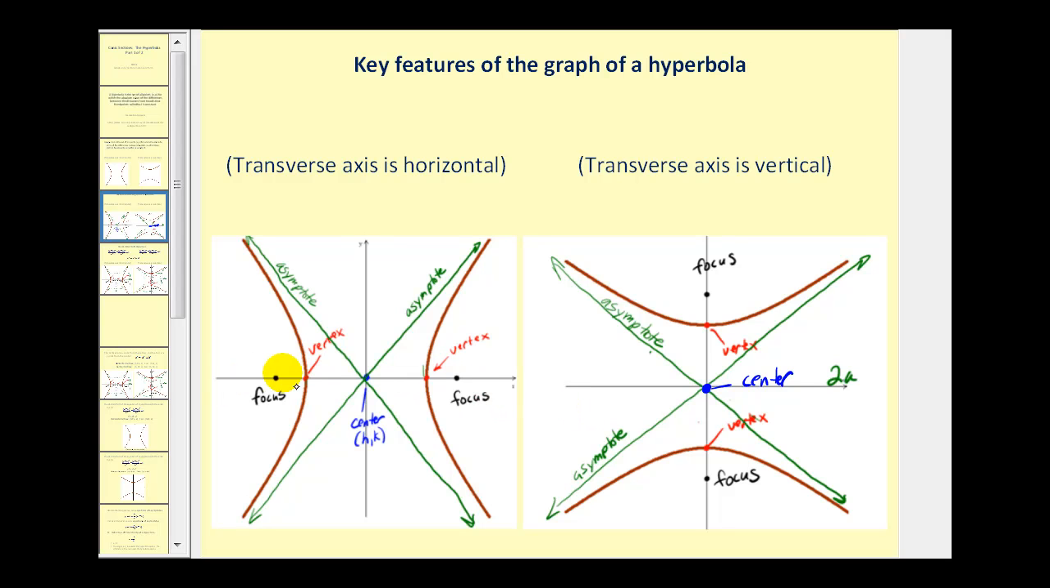Also on the transverse axis are the foci, and you can think of those as being inside the hyperbola, again, whether the transverse axis is horizontal or whether it's vertical. And then lastly, you'll see these green lines that are called asymptotes. These are lines that the hyperbola approaches but will not cross. And these are very helpful when we go to make the graph. So let's take a look at how we're going to be able to determine all of these key components when the graph is in standard form.